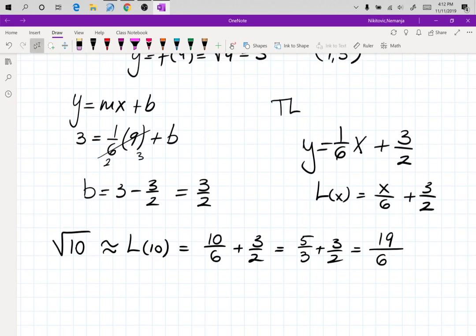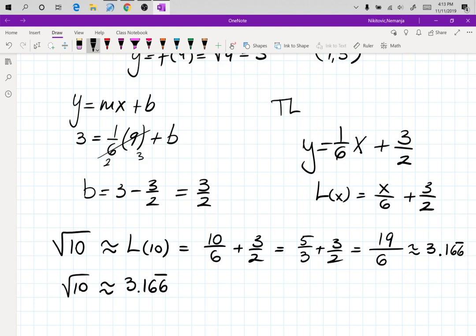And that's approximately 3.16666 forever. So what we computed is that the square root of 10 is approximately 3.166 going on forever. You saw me not use a calculator anywhere. We only used basic operations. We did not go anywhere close to the square root or any calculations that the square root requires, other than square root of 9 is 3.